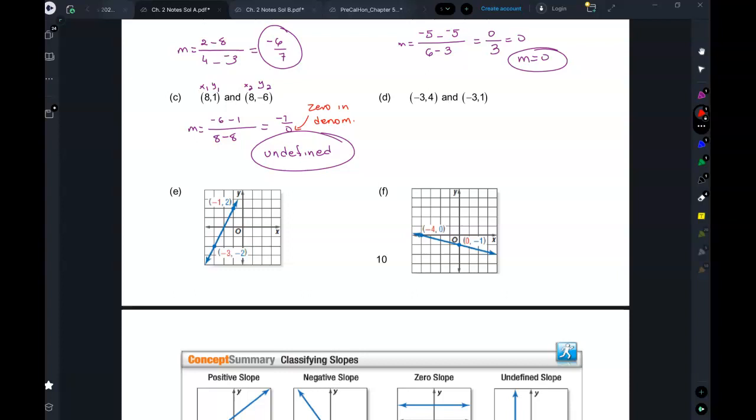Okay. So what about this next one? M is x1, y1, x2, y2. 1 minus 4, negative 3, plus 3, 0. Undefined again, because we're going to get negative 3 over 0. We don't say no solution because technically there is a solution. You just can't know what it is. So it's undefined, and you can abbreviate it as UND or just write undefined.